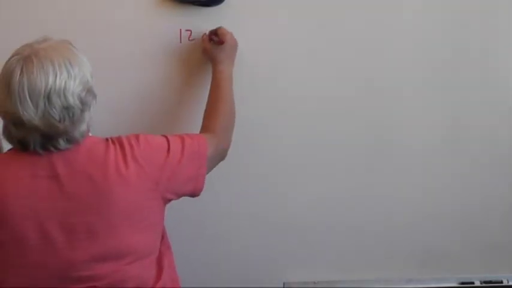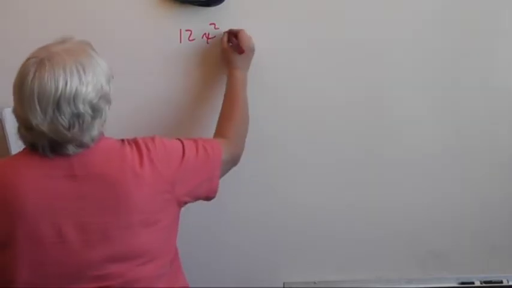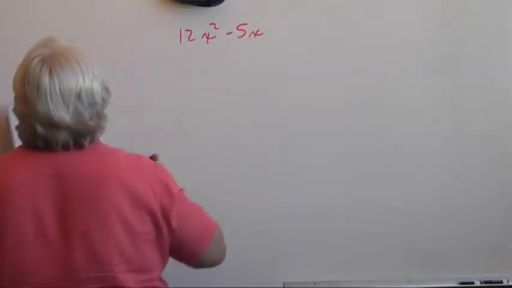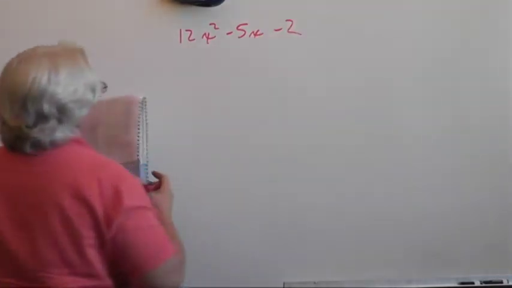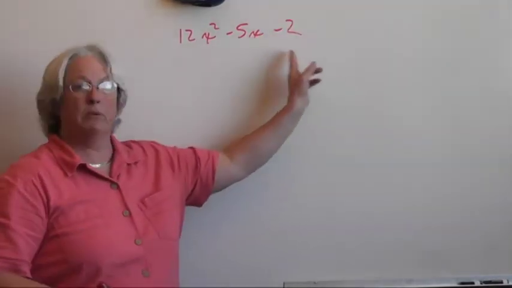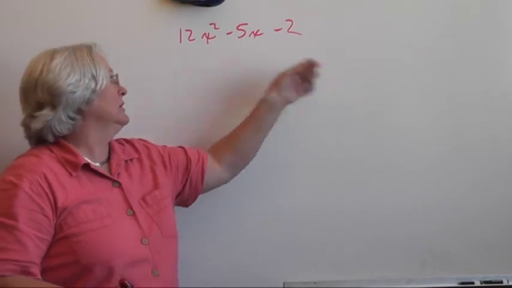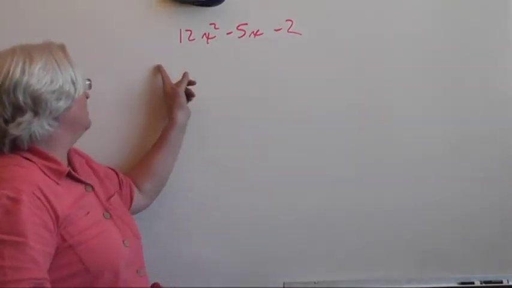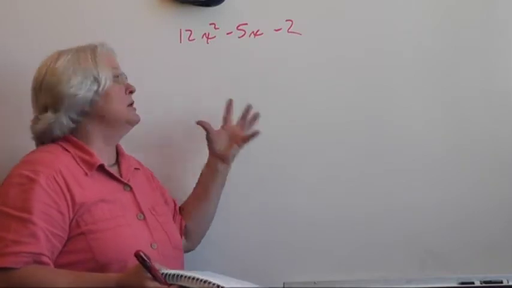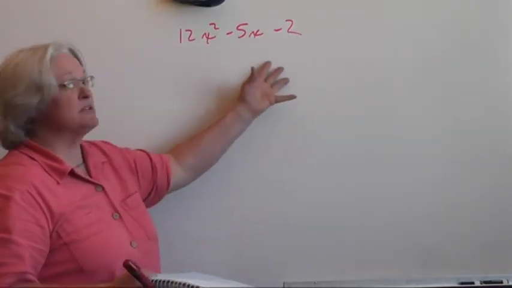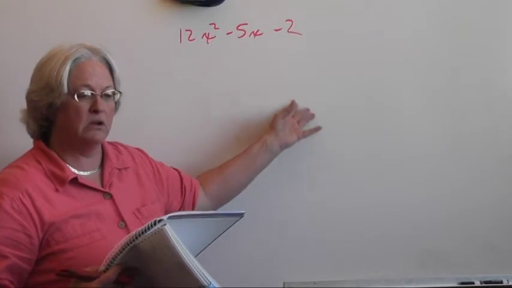Okay. Factor 12x squared minus 5x minus 2. Do we have any common monomial factors? No. Do we have any special products? Is it a perfect square trinomial? No. So we've just got a mess here that we're going to have to factor.